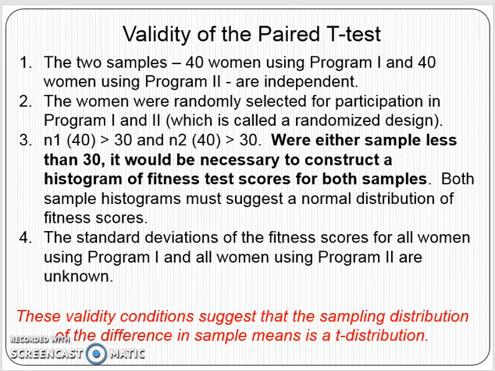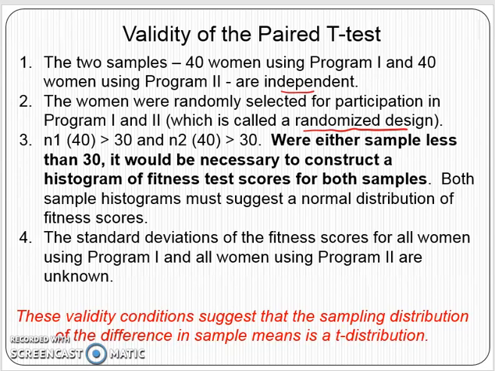The last question about this is validity. So going through the validity of this process, we have 2 samples, 40 women using program 1, 40 women using program 2, randomly assigned. They are independent, we've already decided. The women were randomly selected for participation in program 1 or 2. Notice the 80 women weren't necessarily randomly selected, but when they came to the experiment, quote unquote, they were randomly assigned to program 1 or program 2. That, by the way, is called a randomized design. Okay, so the women were randomly selected for participation in the program.